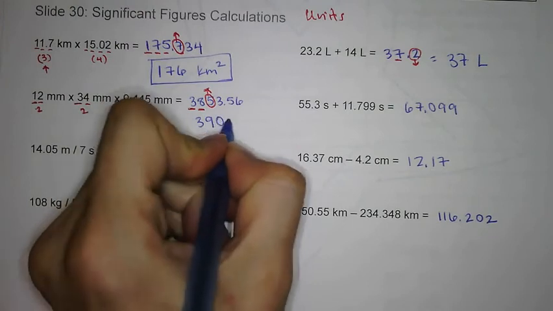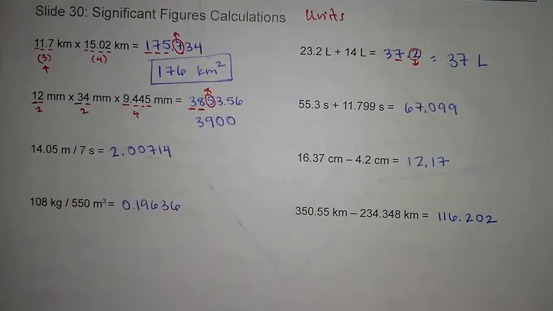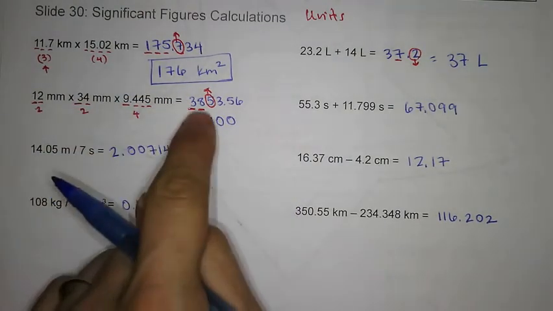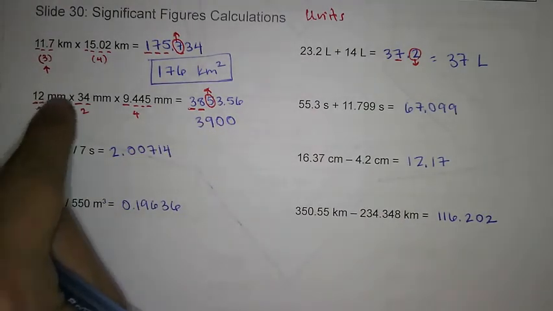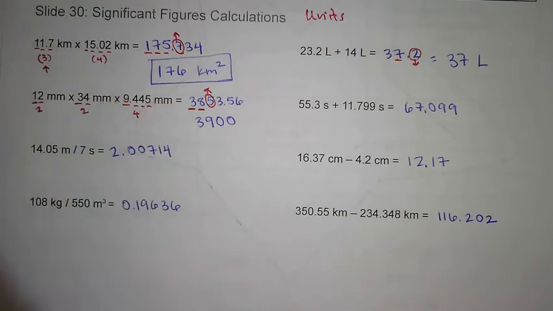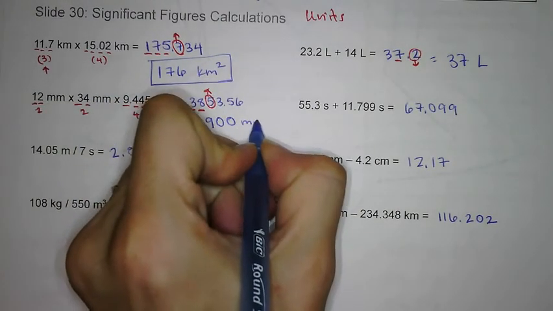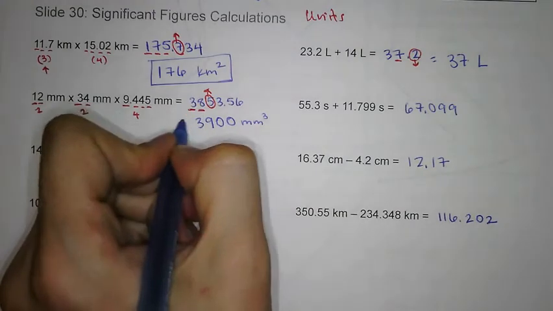Okay, they round to zeros. So 3,853 rounds to 3,900. Millimeters times millimeters times millimeters. We just described a cube. Millimeters cubed. There's my answer there.